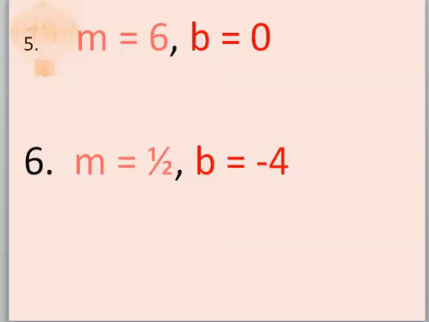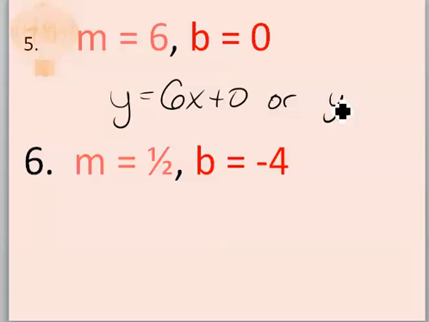Number 5, the slope m is 6, so y equals 6x. Since b is 0, you could put plus 0, or you could just leave it y equals 6x.